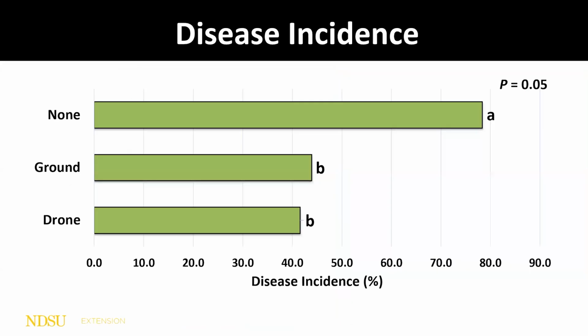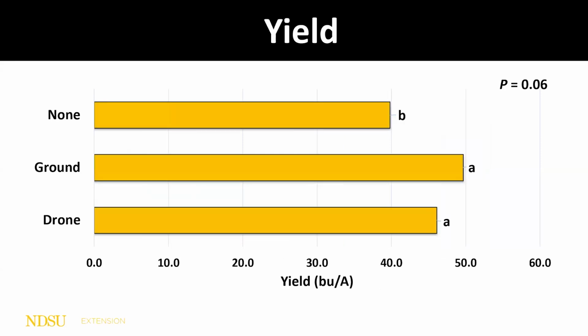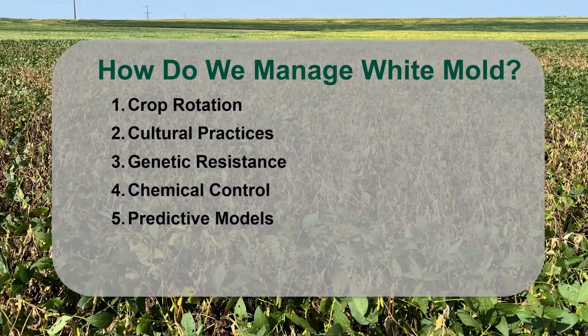And we see that clear benefit here due to both the drone and the ground rig having similar levels visually. But then when we look at this from a disease perspective from rating, we see that the ground rig and drone had similar levels of disease incidence, both lower than the non-treated. Similar response was seen with yield, in which we see the ground rig and the drone had similar levels of yield, again with this benefit of protecting greater than our non-treated plots.